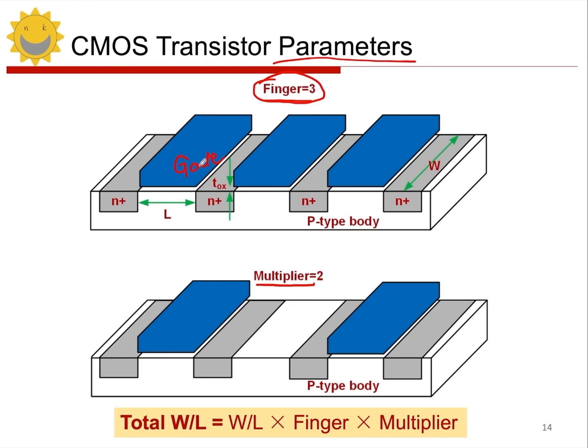By doing this, we can create a very wide transistor divided into segments. If we say finger equals 3, then we can see that there are 3 segments. What are the benefits of this? We'll discuss that later, but for now, just know that this is called finger.